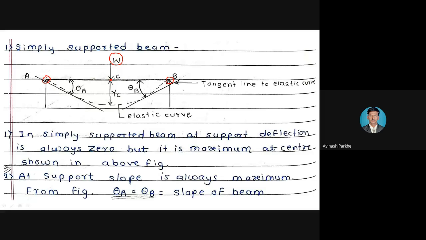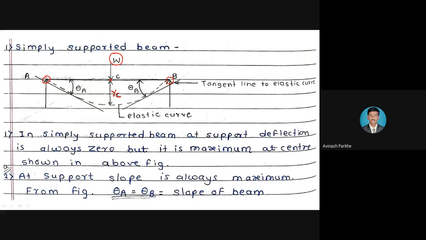Due to this particular load applied, the bending is taking place in the downward direction, and at the bottom side, one elastic curve is represented in the form of a dotted line. That elastic curve represents the bending of the beam in the downward direction. And at the center point, the maximum deflection is taking place. That deflection is represented by the capital YC. What does that YC represent? The deflection at point C, and it is maximum at the center point.